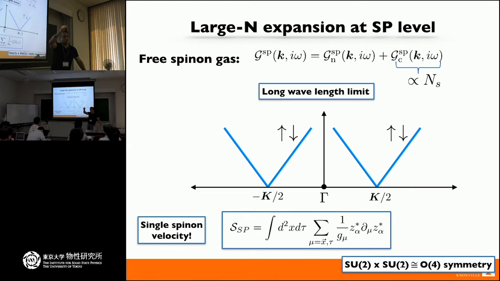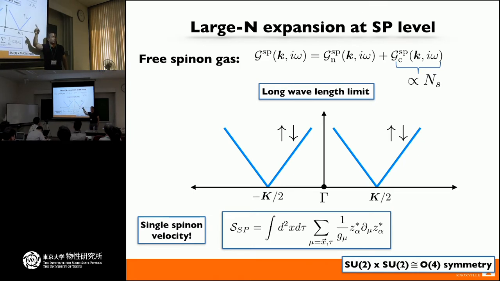So the free spinon theory becomes the exact theory, the fixed point, right? This action becomes the fixed point only at the critical point. Of course, if we are on the ordered side, we have interaction terms that must be added to this action, and they are not irrelevant. Those interaction terms break this O(4) symmetry, as I showed before, right?